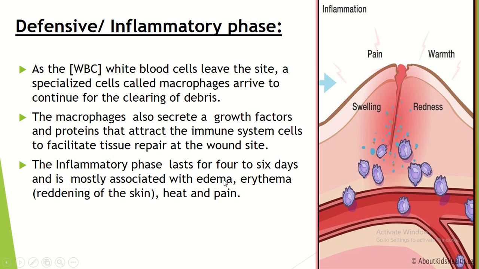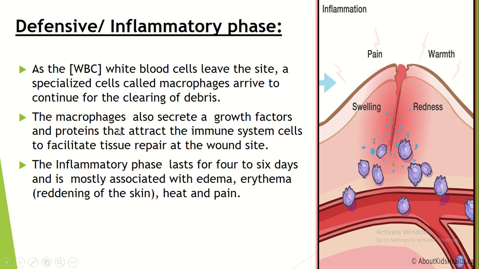It is mostly associated with edema, erythema, or the reddening of the skin, heat and pain. Normally when we get a wound or injury, you can see edema, swelling, sometimes, or erythema, the reddening of the skin. We can feel some warmth over that place, and pain will be there. So these are the 4 things.